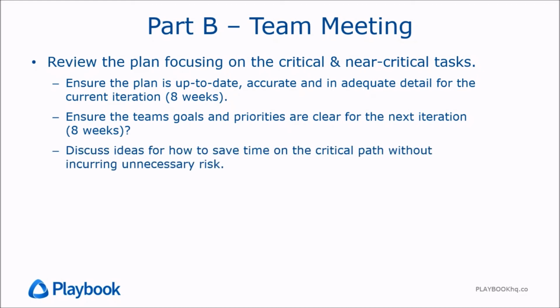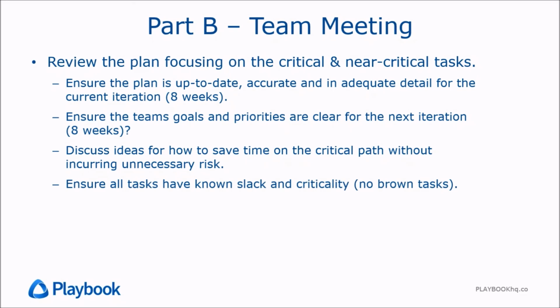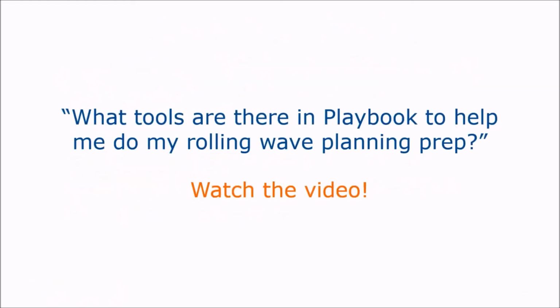Also, this is when the ideas for how to save time on the critical path, we should be talking about those. We want to check just to make sure everything's got known slack and criticality. There should be no brown tasks. Brown task means we don't know the slack, therefore the criticality is unknown. And we're going to make sure that all the tasks are assigned resources. One quick way to see that is if a task has a white flag next to it, it has no assigned resource. So watch for that.